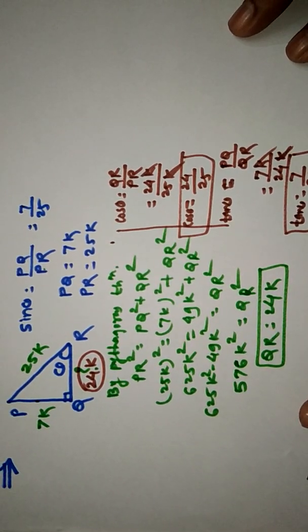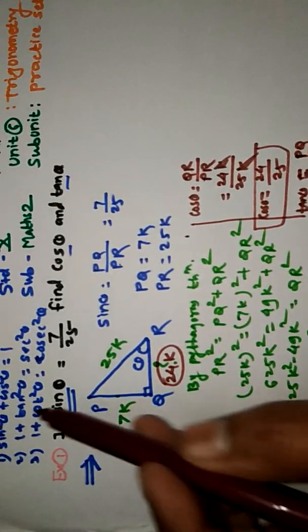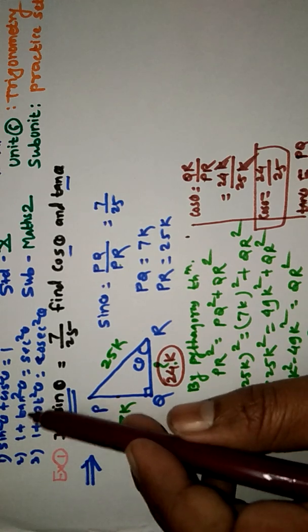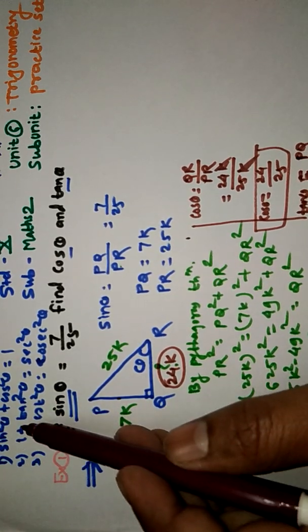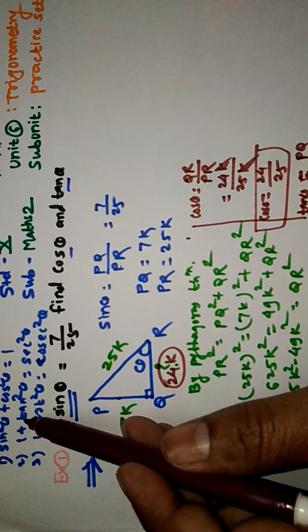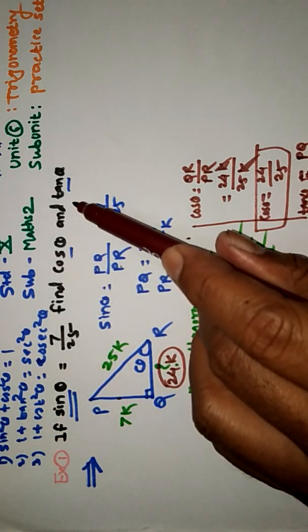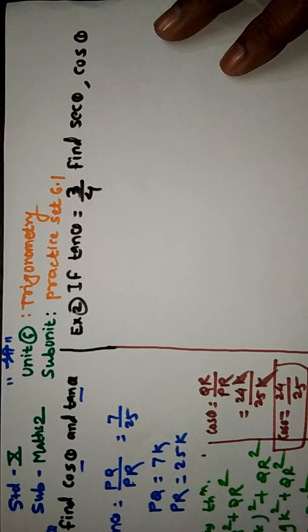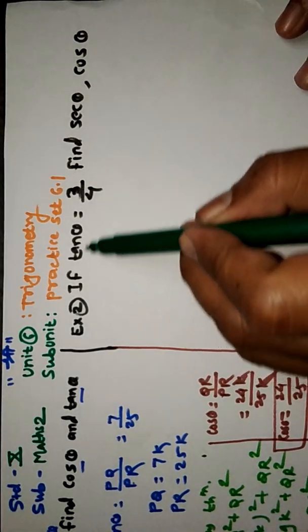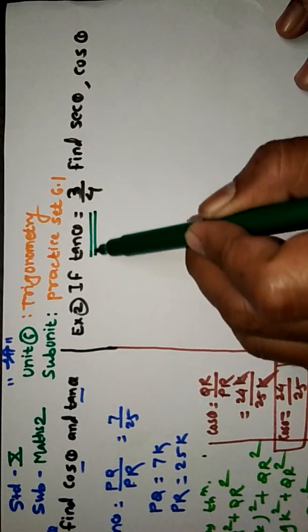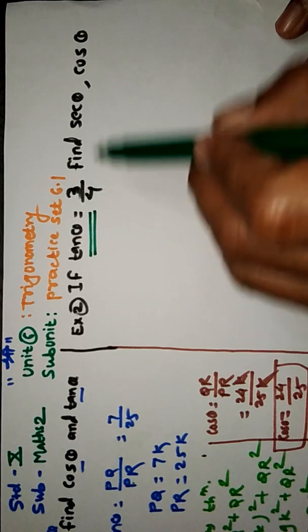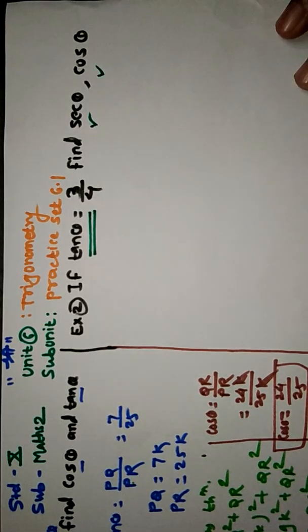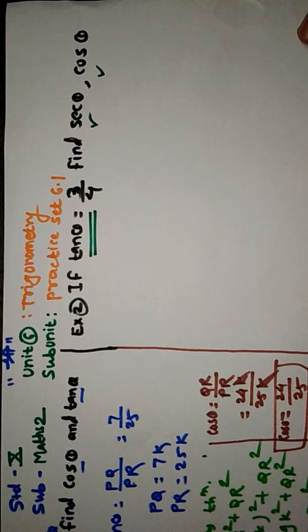This example is solved by using trigonometric ratios. The next example we see by using trigonometric identities, and then we find the remaining trigonometric values. See example number 2. Here in example number 2, the value of tan theta is given as 3/4, and our aim is to find the values of sec theta and cos theta.